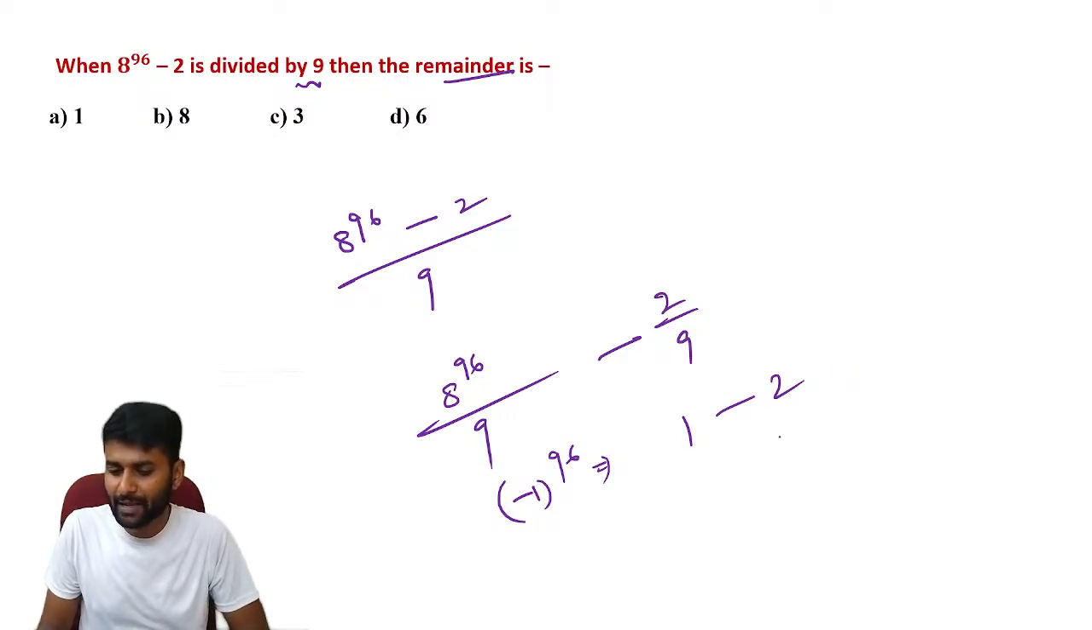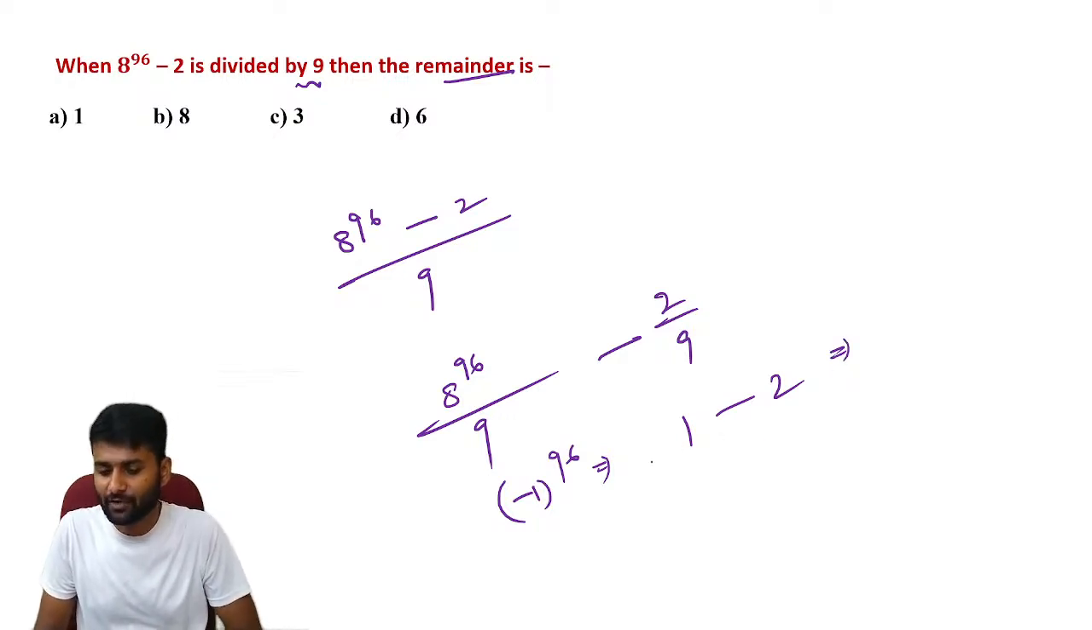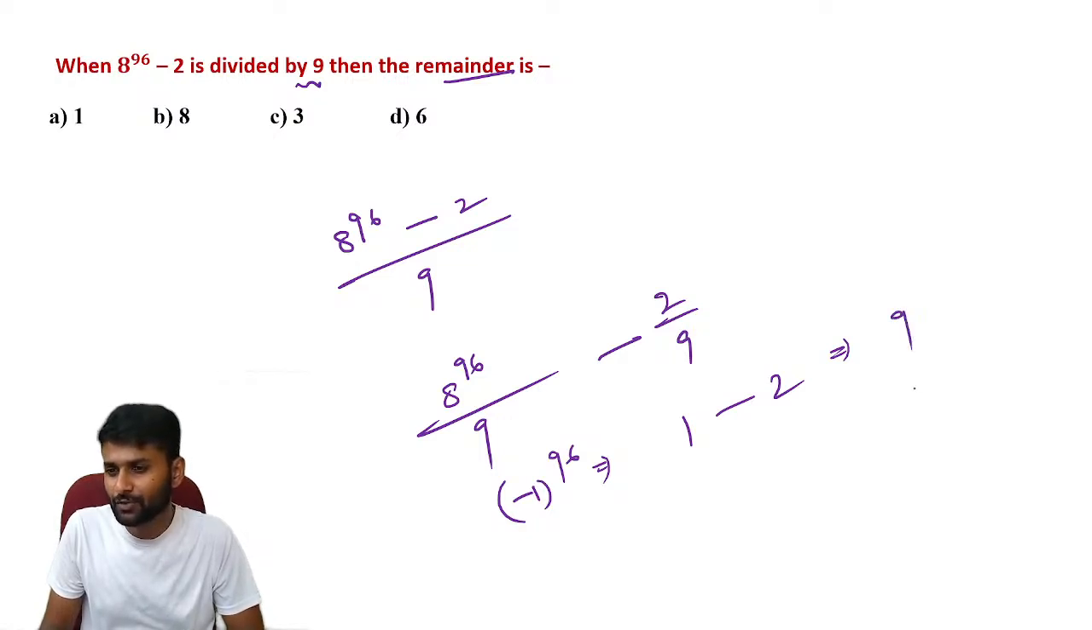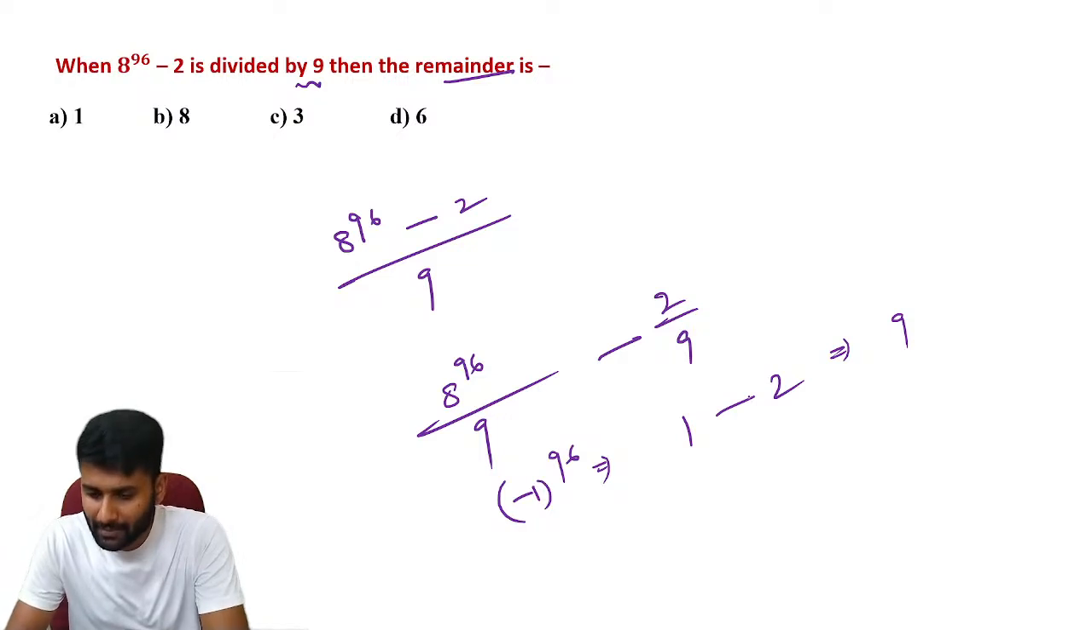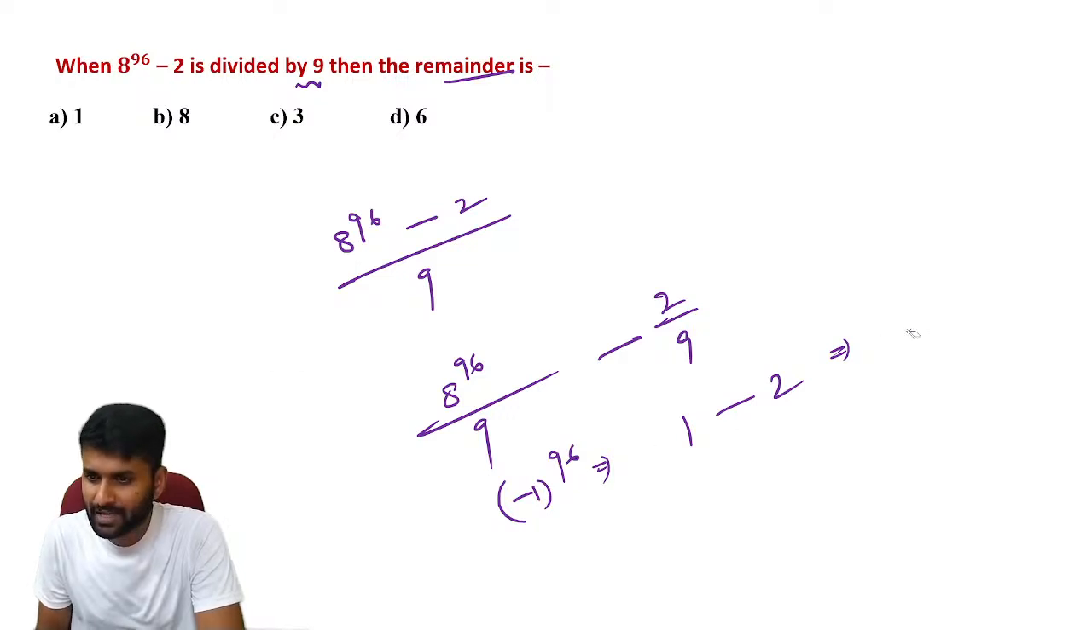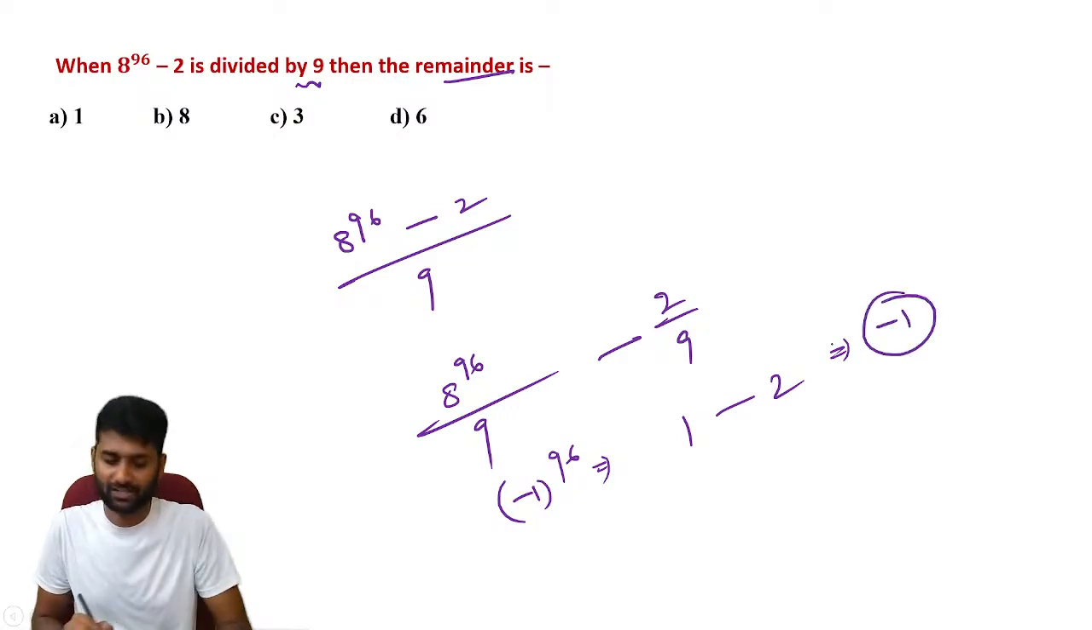See, I told you guys, if the primary is less than the secondary, then consider 1 as 11. 11 minus 2, the remainder is 11 minus 2. Give me a second: minus 1 whole power 96 is 1 and the remainder is 1. And 1 minus 2 is equal to... Give me a second, 9 minus 1. Sorry guys, 1 minus 2 is equal to minus 1.